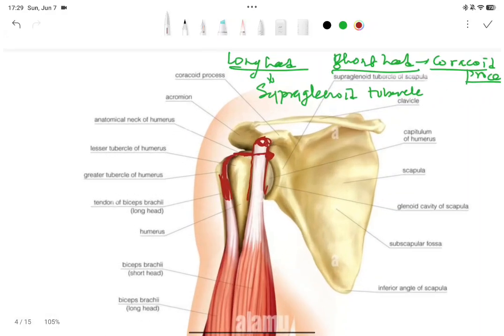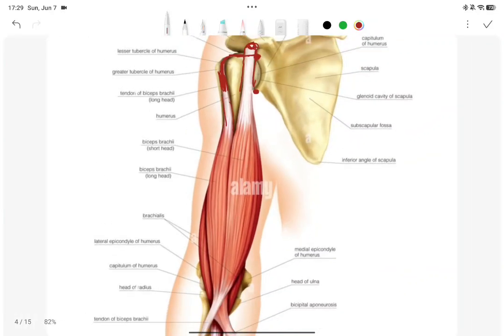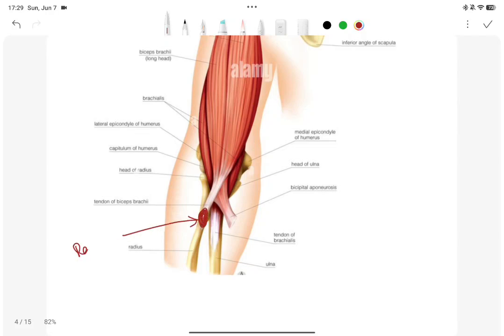From here is the supraglenoid tubercle, and there is the infraglenoid tubercle from which the long head of the triceps brachii originates. So these are from the 2 heads. This is the long head and this is the short head, and they fuse and get inserted into the radial tuberosity. This is the radius, and there is the insertion of the biceps brachii.